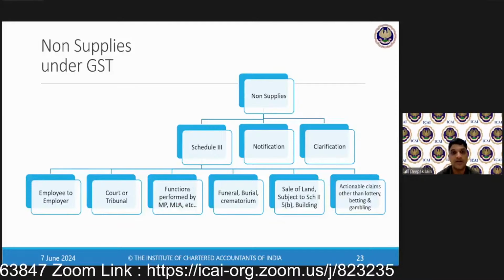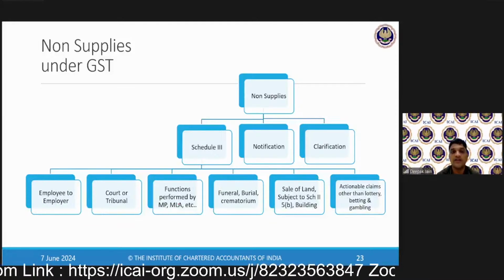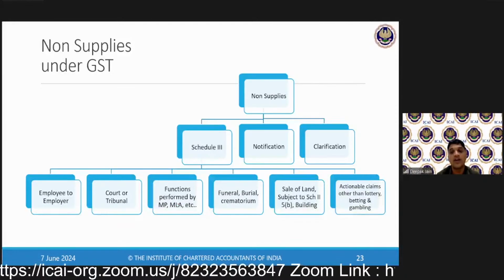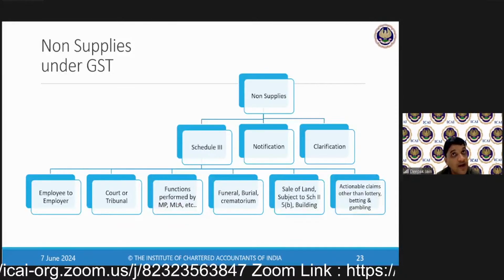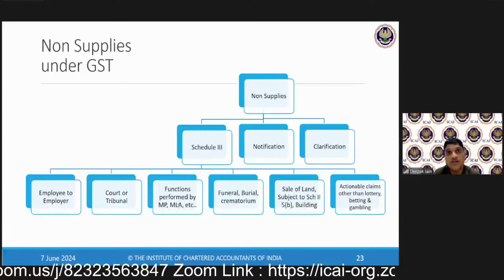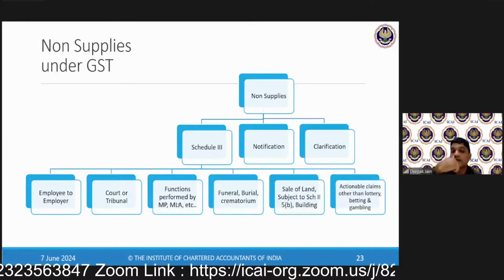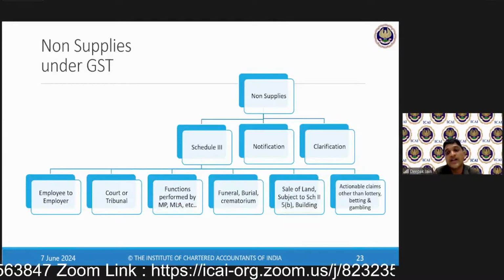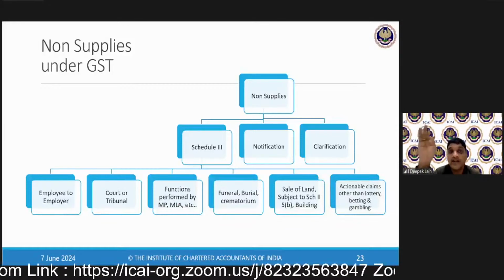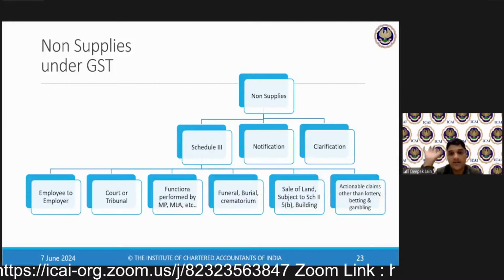Court or tribunal, and functions performed by an MP or MLA, are under Schedule 3. Then funeral and burial services, sale of land, and actionable claim other than lottery, betting, and gambling. So actionable claim is goods, we understood. Now, is actionable claim liable to GST? It is not liable to GST because it is there under Schedule 3. It says actionable claims are in Schedule 3 other than lottery, betting, and gambling. So lottery, betting, and gambling are liable to GST. Other than that, other actionable claims are not liable to GST.